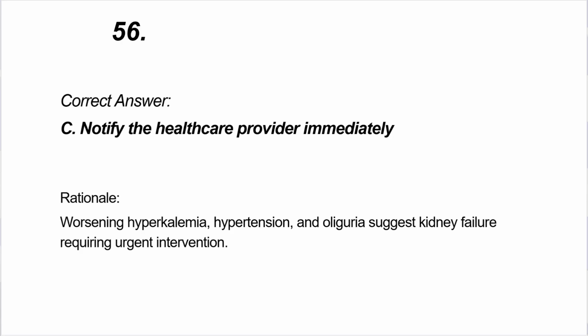Questions 56 to 60. Trend, cardiac, and renal. 56. C. Notify the healthcare provider immediately. Rationale: worsening hyperkalemia, hypertension, and oliguria suggest kidney failure, requiring urgent intervention.